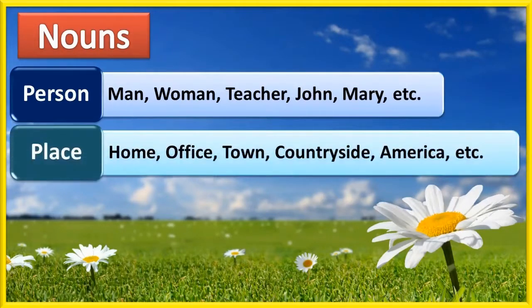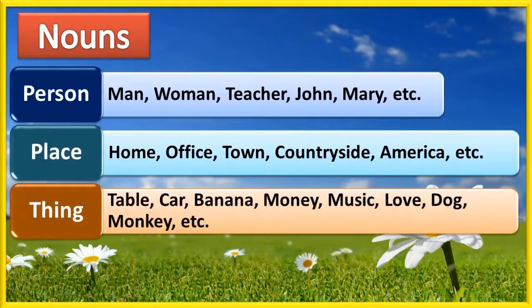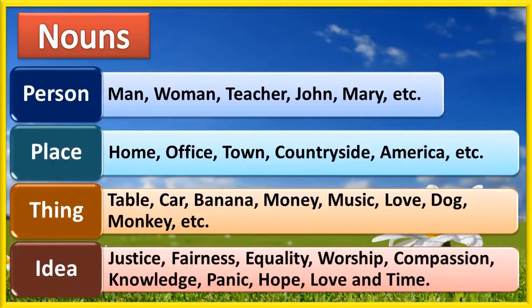Place: home, office, town, countryside, America, etc. Thing: table, car, banana, money, music, love, dog, monkey, etc. Idea: justice, fairness, equality, worship, compassion, knowledge, panic, hope, love, and time.